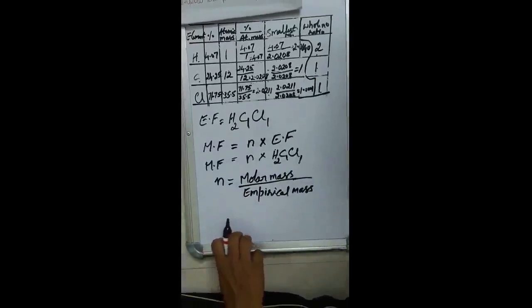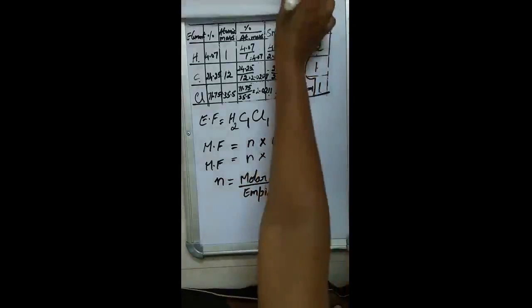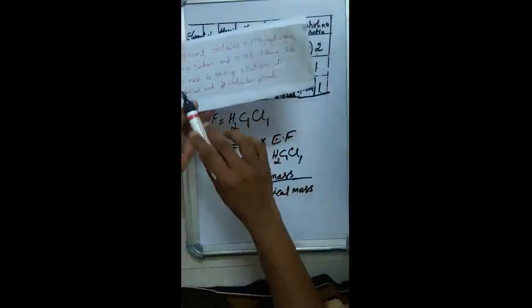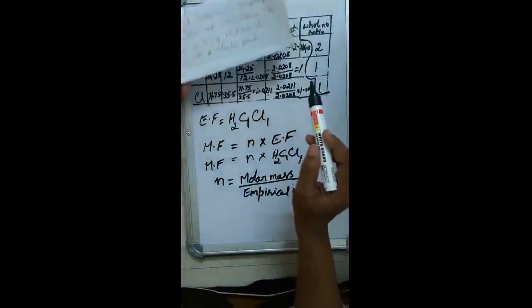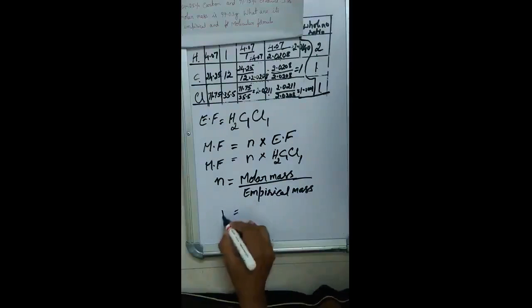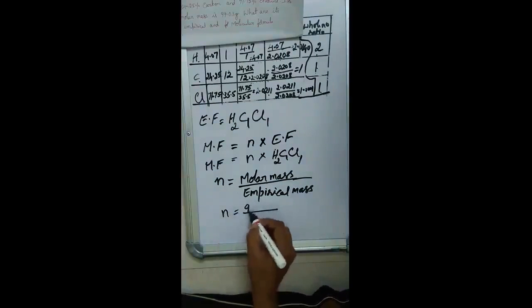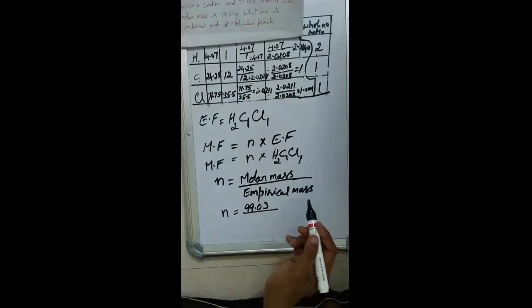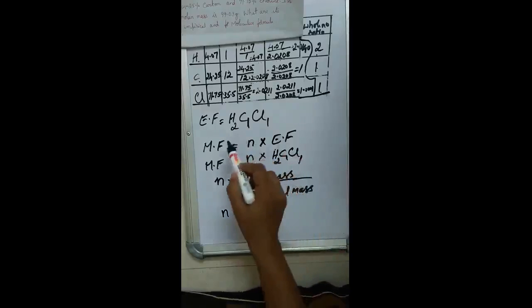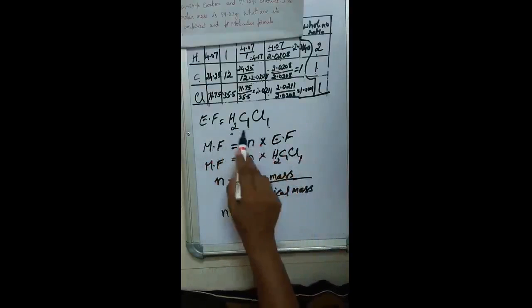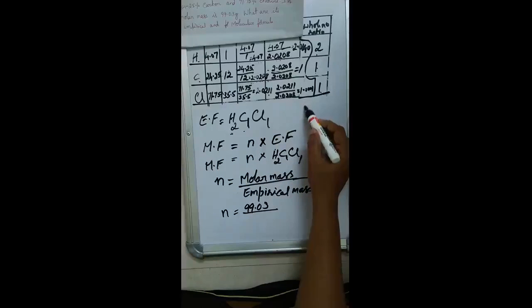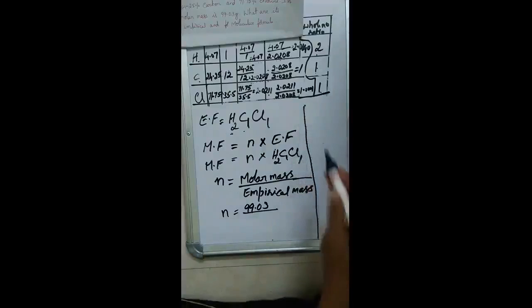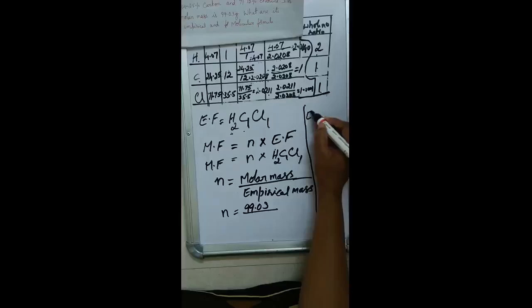Now, molar mass is given in the question. Its molar mass is 99.03 gram. So, in the place of molar mass, I will substitute 99.03 gram. Empirical mass is not given, but we can calculate empirical mass with the help of this formula. How to calculate empirical mass? I will do it at the side. Empirical mass.